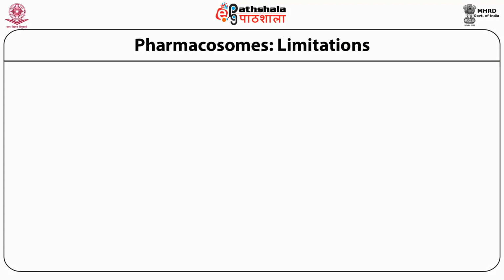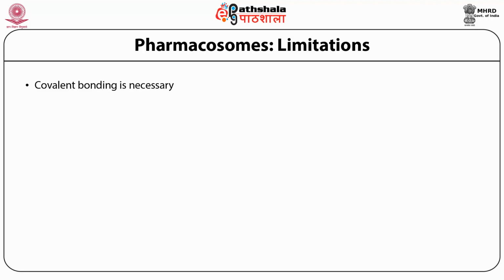Limitations of pharmacosomes. As a drug delivery system, pharmacosomes do possess a lot of advantages and benefits, but they also have a few limitations. The first limitation is that covalent bonding is necessary to stop the leakage of drugs. As I have already told you, pharmacosomes have the advantage that there is no leakage of drug. So why is there no leakage of drug? The leakage is not possible because there is a covalent bonding between the drug and the phospholipid. So covalent bonding is an essential feature of pharmacosomes as a formulation or drug delivery system.